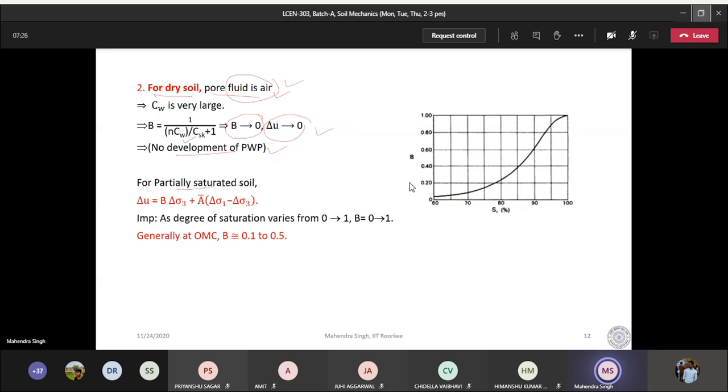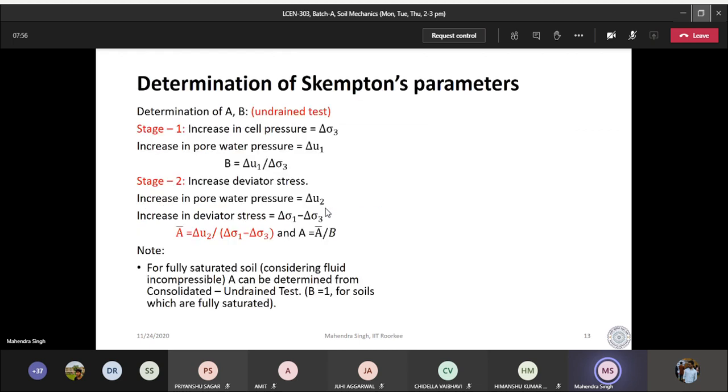For partially saturated soils, the equation will be the same, and as the degree of saturation varies from 0 to 1, the parameter B will vary from 0 to 1. And this is the kind of variation. As the degree of saturation varies, parameter B will vary, and it will be almost equal to 1 for the completely saturated case. You don't have to go into much detail. You should just have some feel for these things.